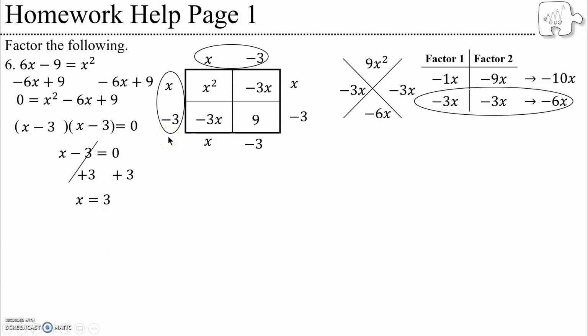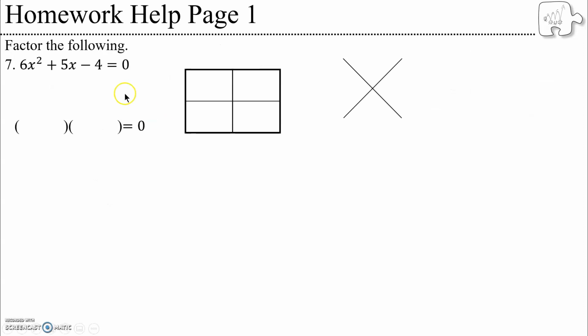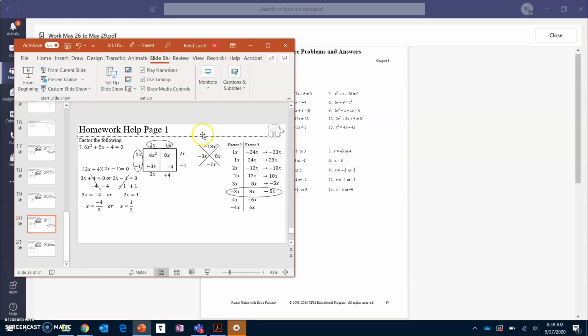So for the next problem, we'll move on to 7. Does it equal 0? Yes, that's good. So we can just go ahead and start by putting the first and the last in the corners: 6x squared and minus 4. Multiply these together and you get minus 24x.